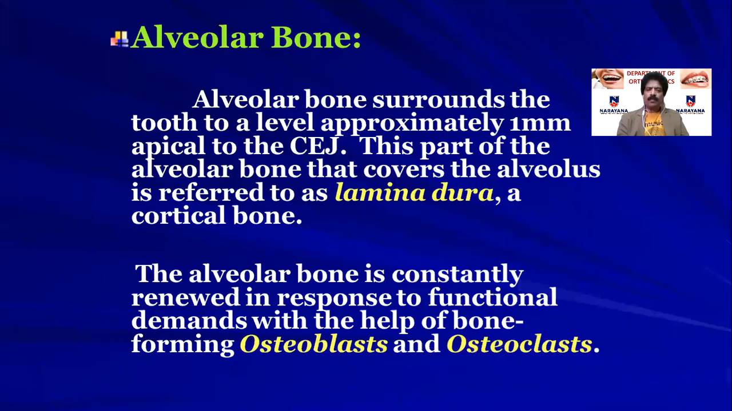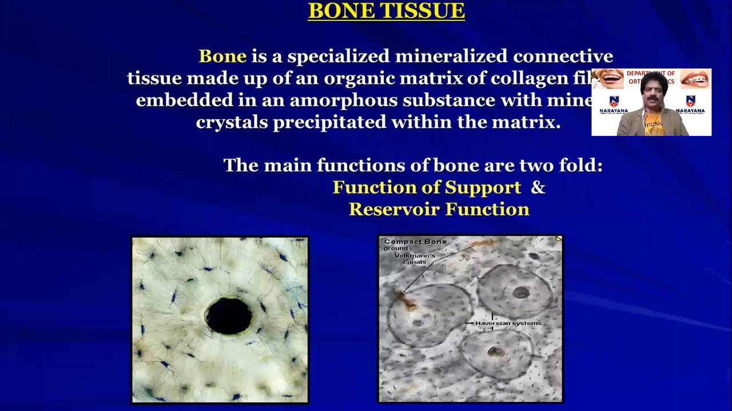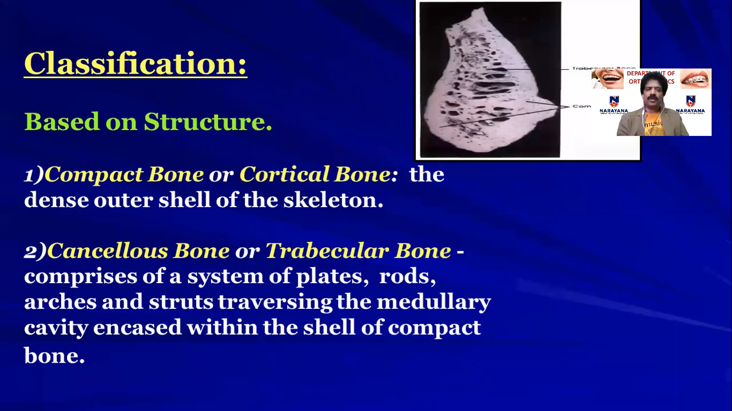Then the bone. All of you know the bone, the different types of bone: the alveolar bone proper, the alveolar process, then the osteoid. You can see the bone tissue here. So the classification, these are the bones which you have seen during the first couple of years. You can see the compact bone, and you have the cancellous bone or trabecular bone. Most of your compact bone you will see in the mandible. You can see the compact bone is more.